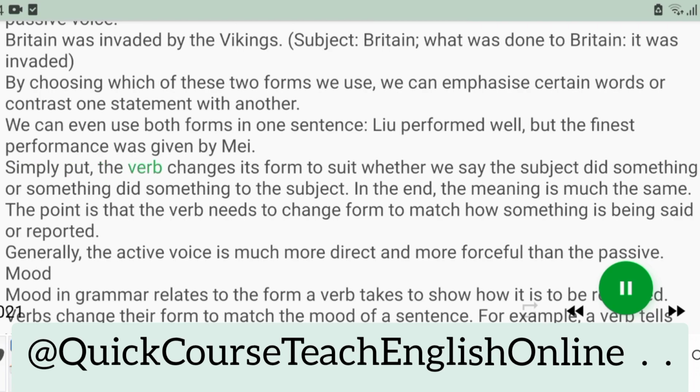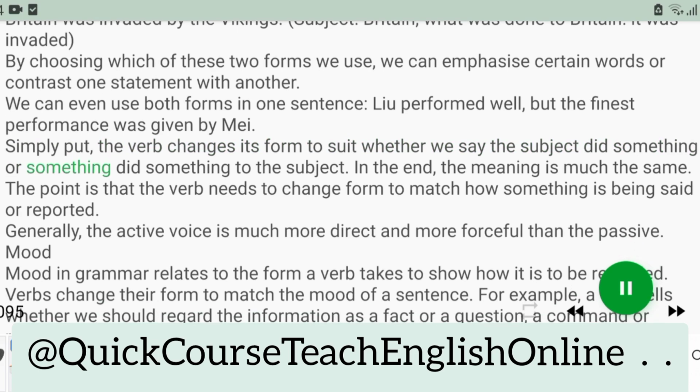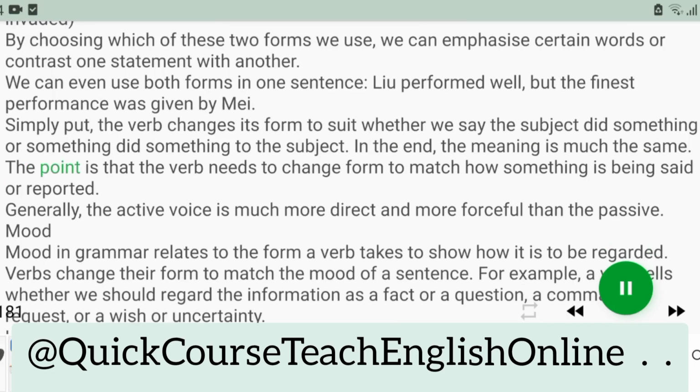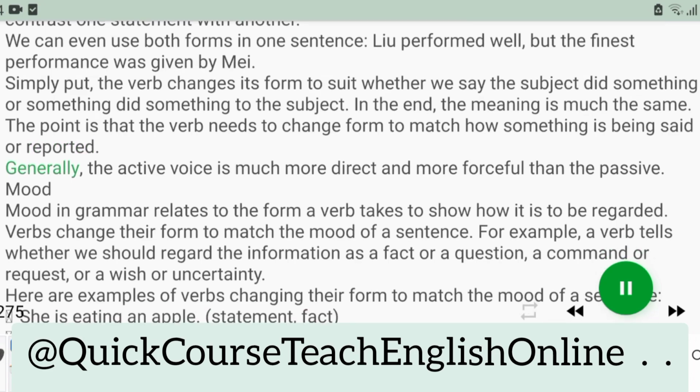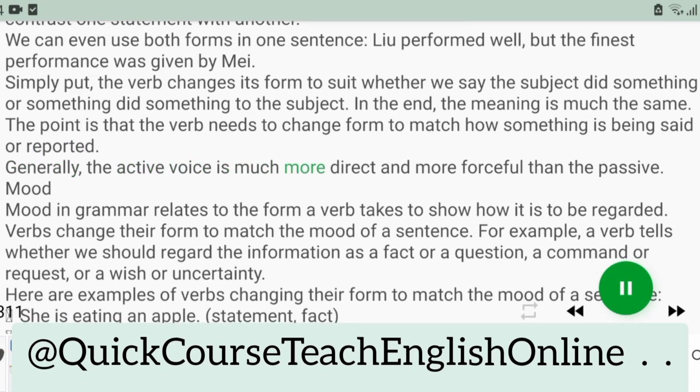Simply put, the verb changes its form to suit whether we say the subject did something or something did something to the subject. In the end, the meaning is much the same. The point is that the verb needs to change form to match how something is being said or reported. Generally, the active voice is much more direct and more forceful than the passive.